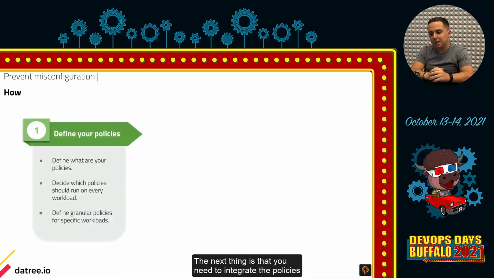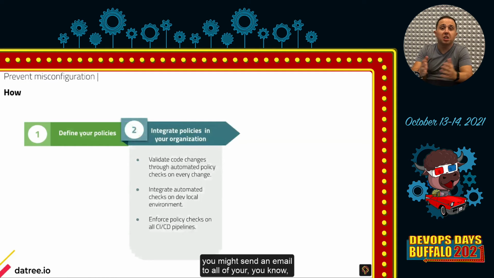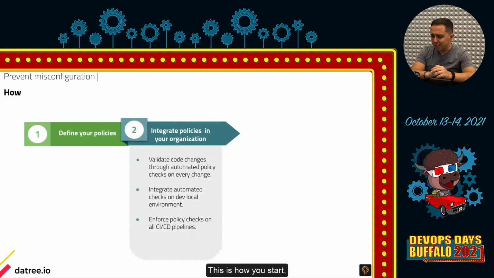The next thing is that you need to integrate the policies in your organization. Once you have a set of policies, you might send an email to all of the developers: "Hey, this is our policy. Let's use it now." And I've seen many companies do it. And I did it. It is very naive. This is how you start, but obviously it does not scale at all.